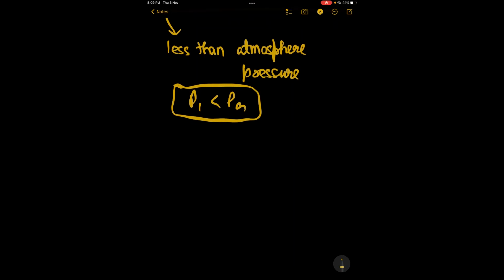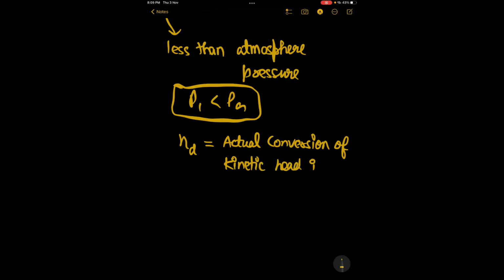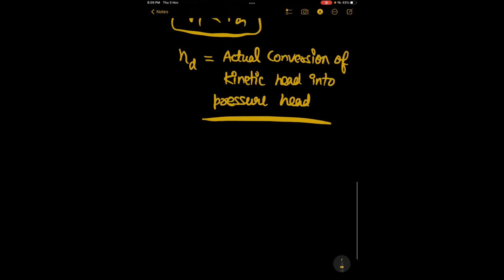So what is the meaning of the efficiency of the draft tube? The efficiency of the draft tube is denoted by eta d, which equals the actual conversion of kinetic head into pressure head, divided by the theoretical conversion of kinetic head.